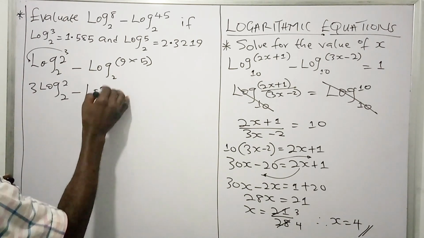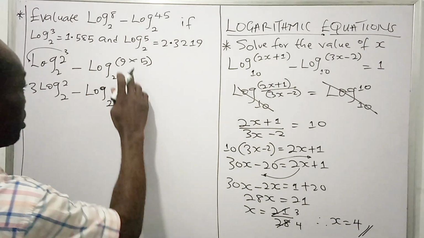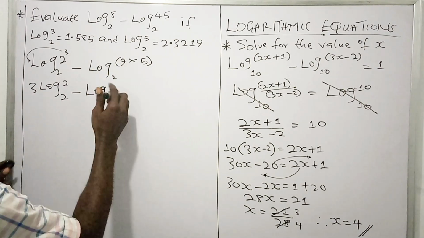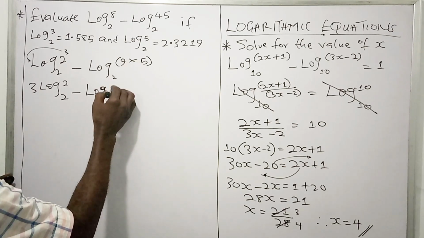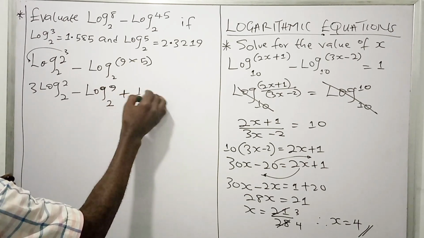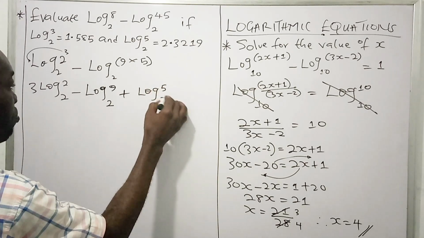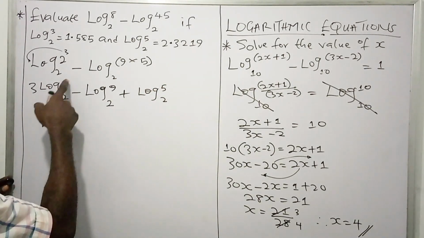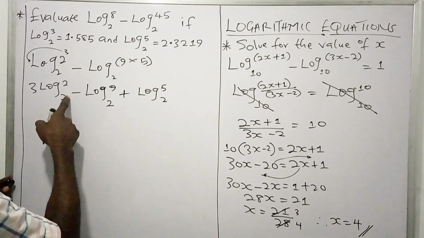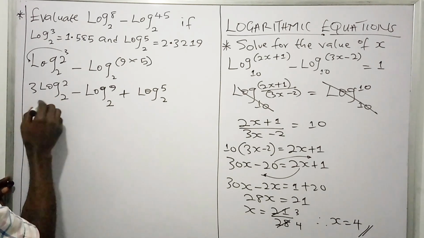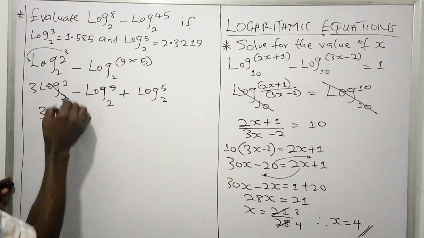Here, another law says if you are multiplying, we use addition. So that will give us log 9 base 2 plus log 5 base 2. Now log 2 to itself will give us 1, so here we have 3, because this has gone as 1.